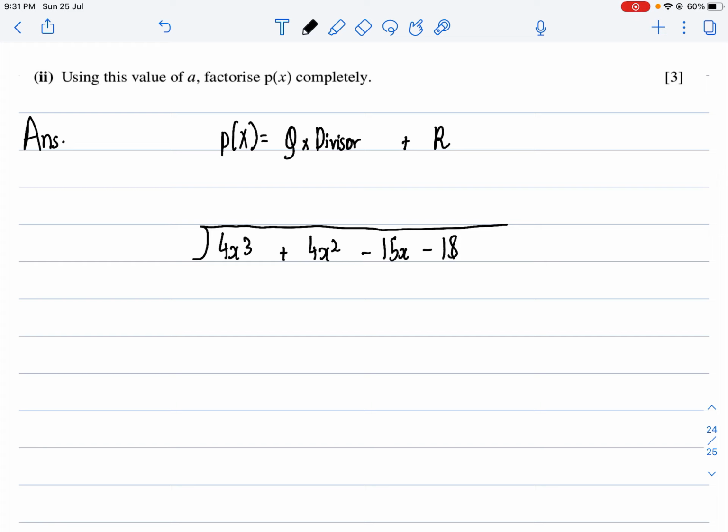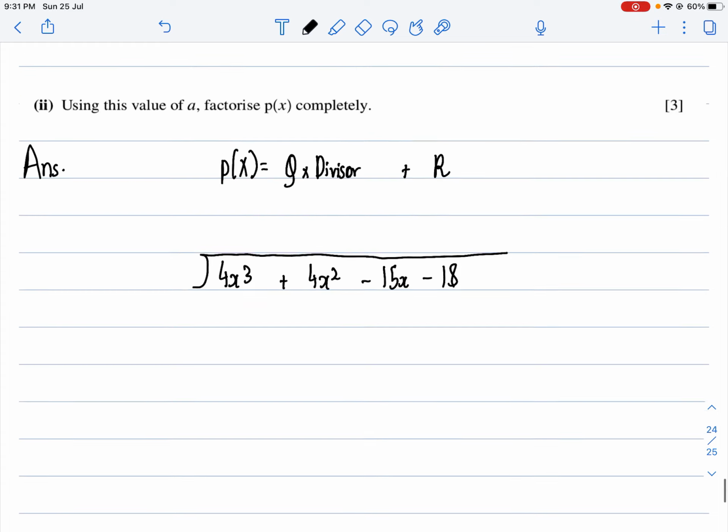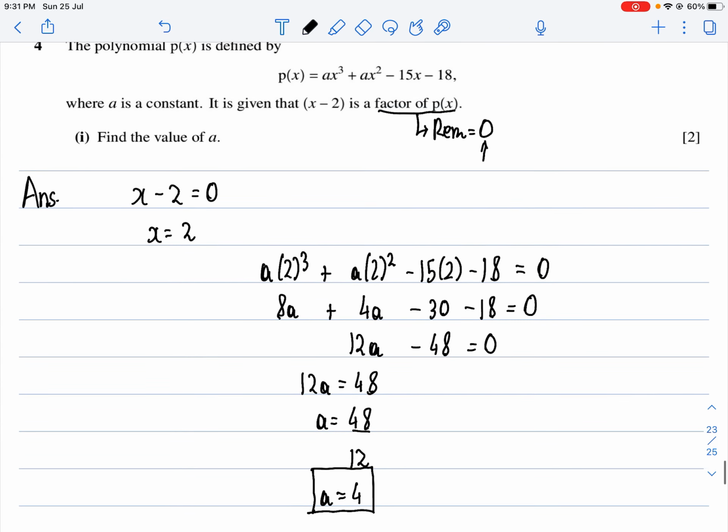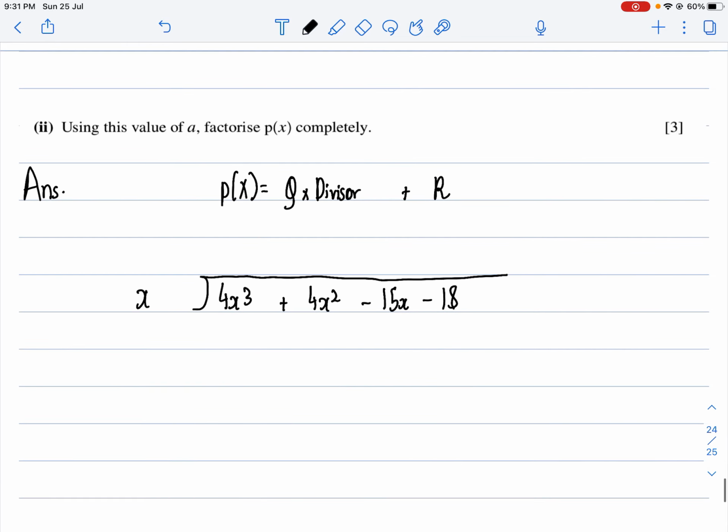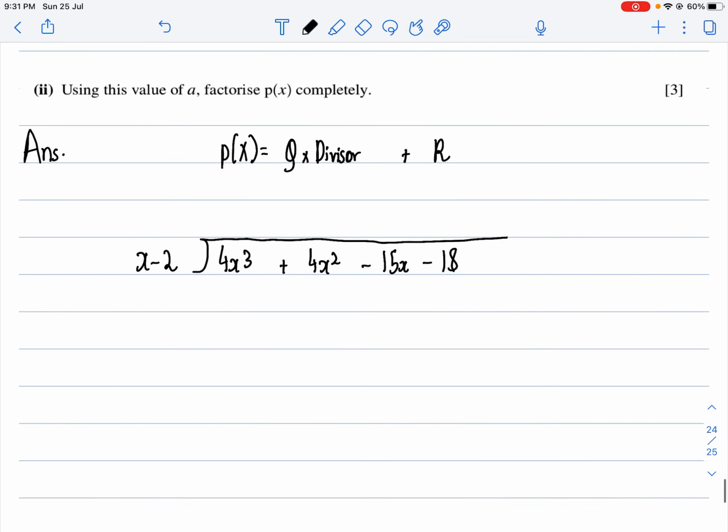This is how I can simply write it. And I know my divisor here in this case is x minus 2, so I write x minus 2 here. Now simple long division. I need 4x cube here. So what should I multiply to x to get 4x cube? I can simply multiply it by 4x square. Now I do minus 2 into 4x square, which is minus 8x square.